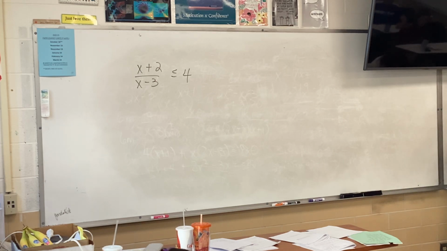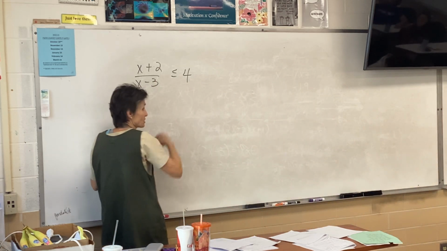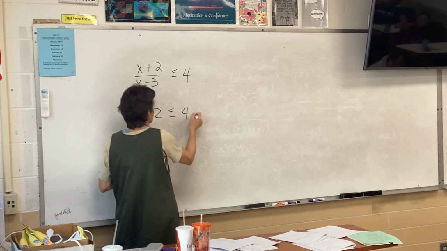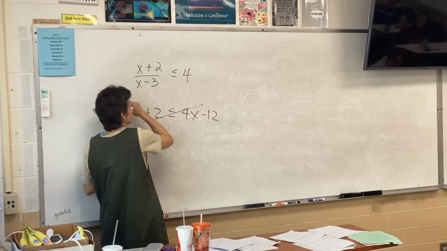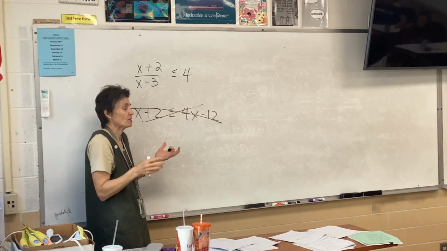What you can't do is multiply over the x minus 3. I know you want to do that, and if it were an equation, you could absolutely do that. But since it's an inequality, you cannot multiply this over. So in other words, kids, do not say this. This is wrong. Now, why is it wrong? Because it makes sense. It seems like I should be able to do that.